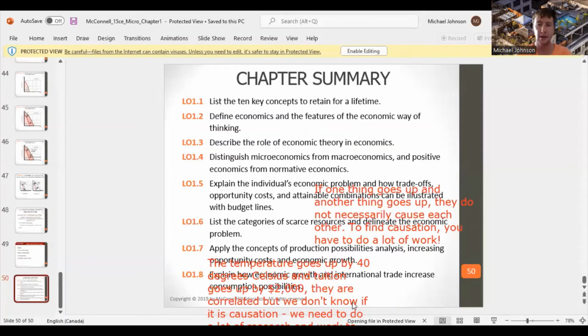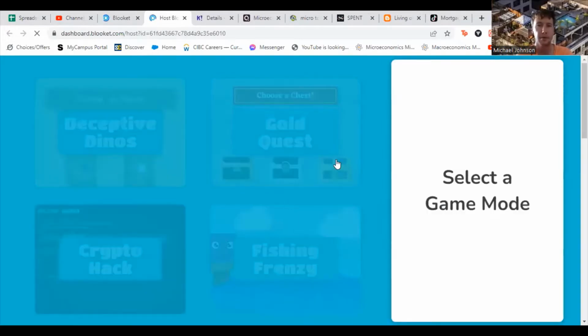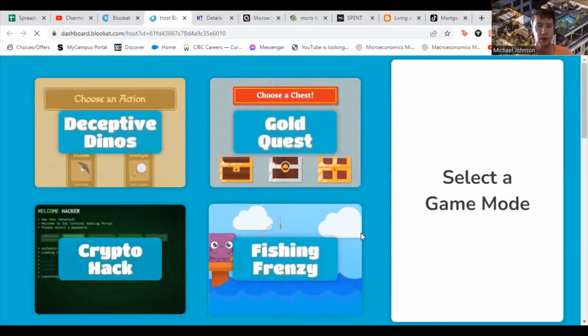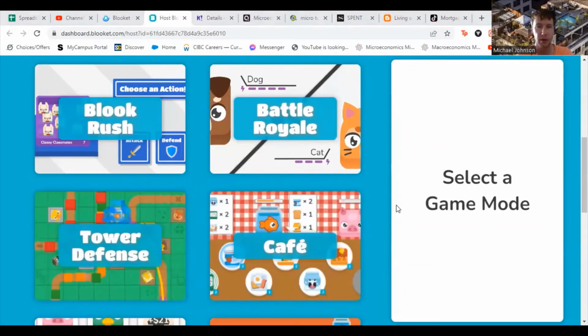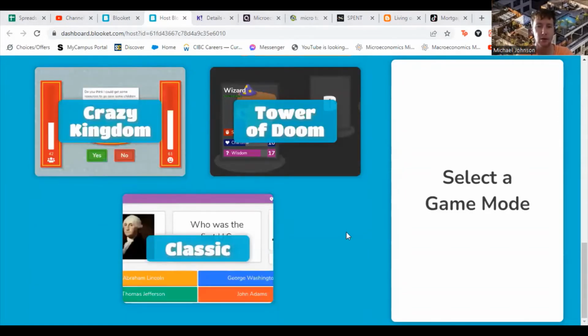So the next thing, I'm just going to bring up the next thing that we'll do. We'll play a game, everybody. We haven't learned everything here yet. It's more of an overview right now. Which one does everyone want to do? Deceptive Dinos, Gold Quest, Crypto Hack, Fishing Frenzy, Book Rush, Battle Royale, Tower Defense, Cafe, Factory Racing, or Classic?